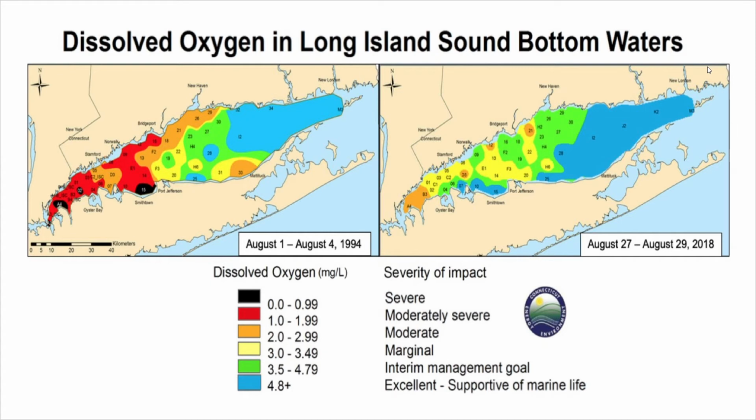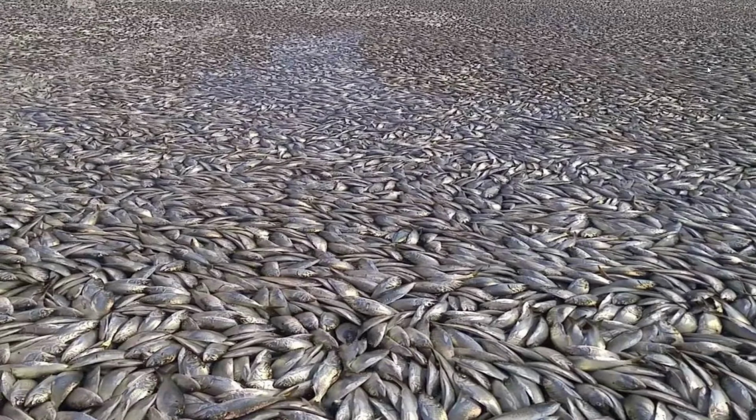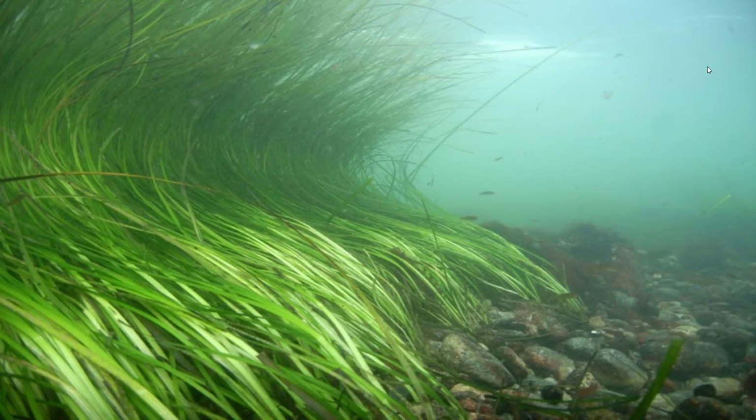In the past, heavy hypoxia caused large amounts of dead zones, creating images like this one, where massive schools of surface-dwelling menhaden, a species of fish in the Long Island Sound, had large die-offs. With a little bit of effort, the Long Island Sound looks more like this now.